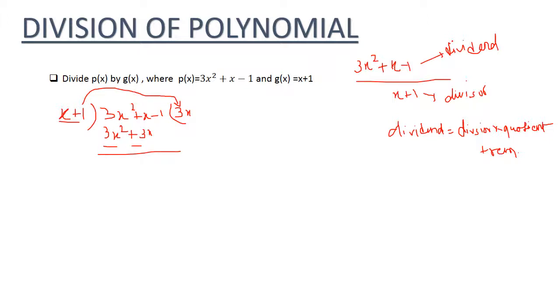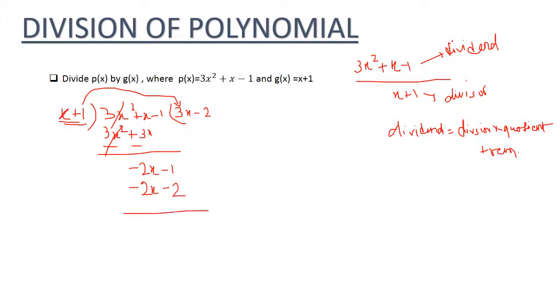3x square minus 3x square equal to 0, and after subtracting, x minus 3x, we will get minus 2x, and here minus 1. Now we have to find a number such that after multiplying this term with that number, we get the value minus 2x. So we should multiply here with minus 2. If x is multiplied with minus 2, we get the value minus 2x, and plus 1 multiplied with minus 2, we get the value minus 2.